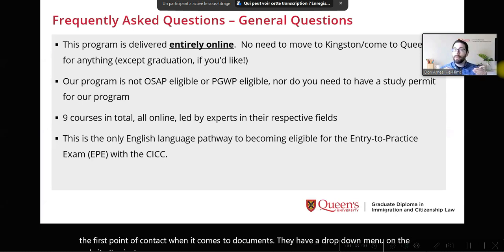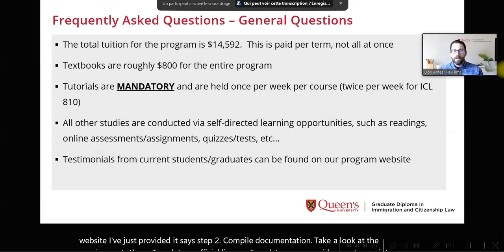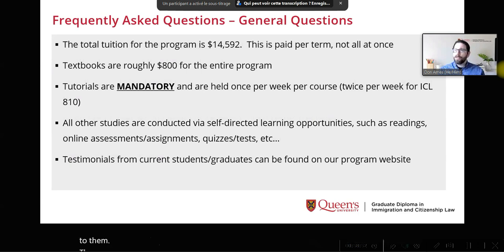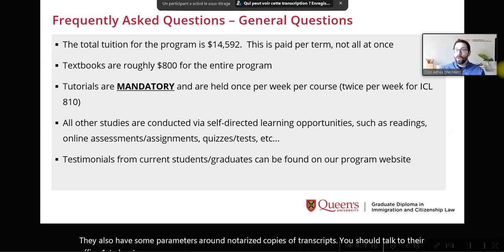It says Step 2, Compile Documentation. Take a look at the requirements there. Translators, official licensed translators can provide your transcripts directly to them. They also have some parameters around notarized copies of transcripts. You should talk to their office first about any requirements for notarized copies of transcripts that you possess.